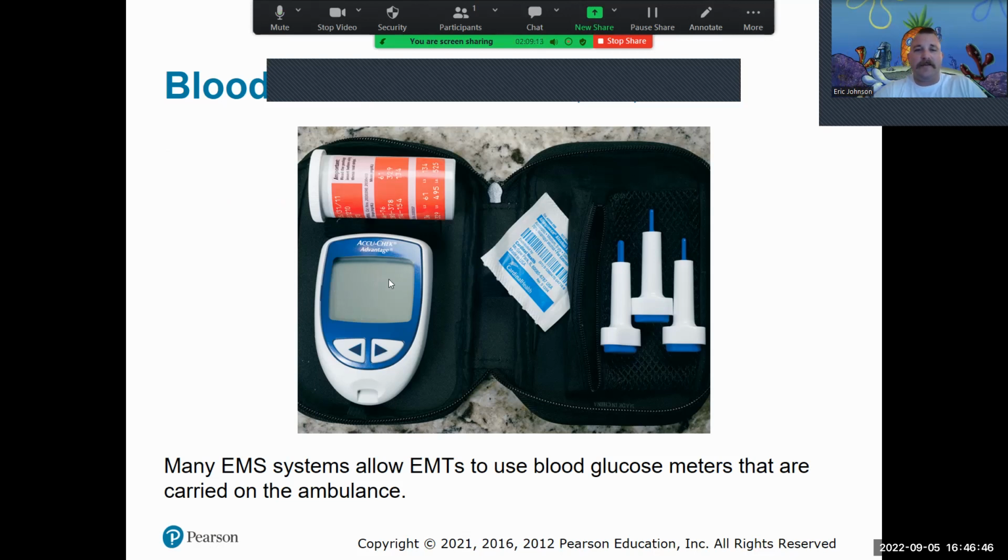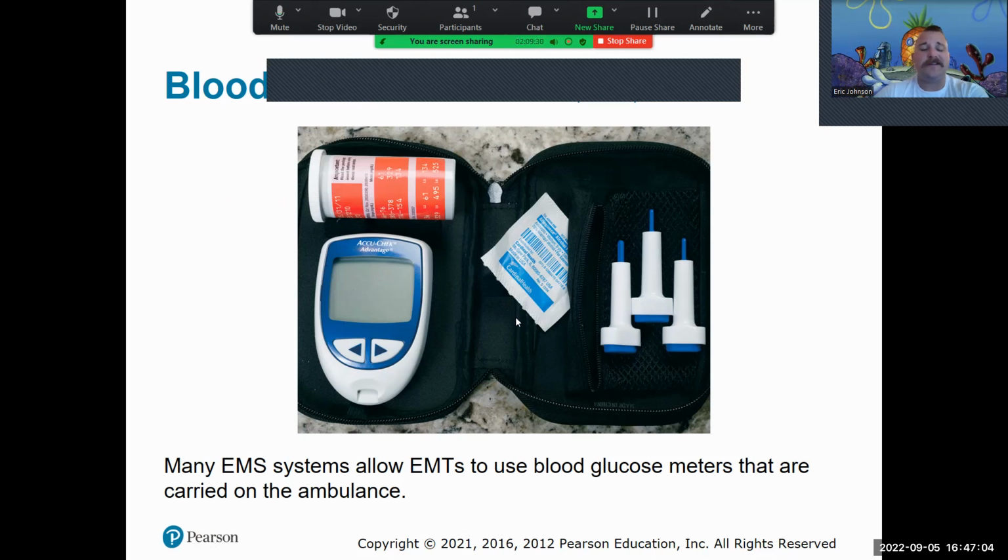This is our Accu-Chek monitor, or One Touch monitor. So this is a blood glucose monitor. These are our test strips. This is an alcohol prep pad or ETOH prep pad. And these are our one-time single-use lancets.